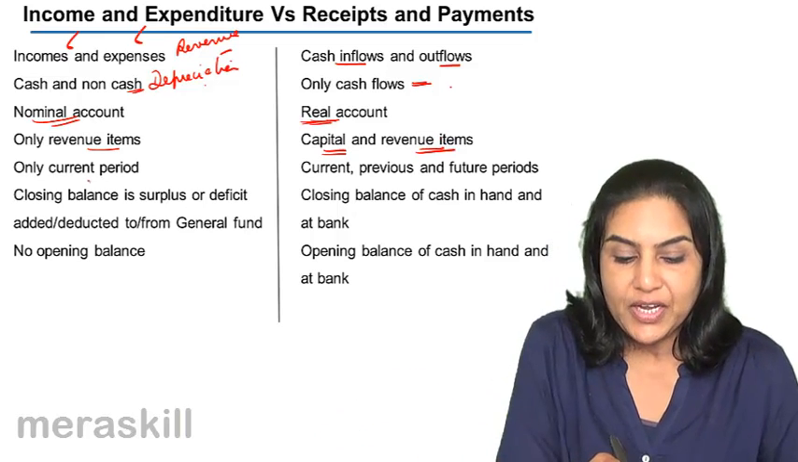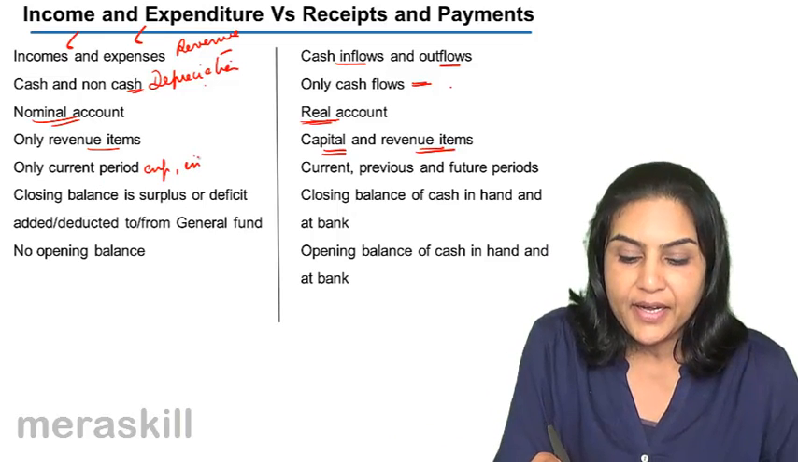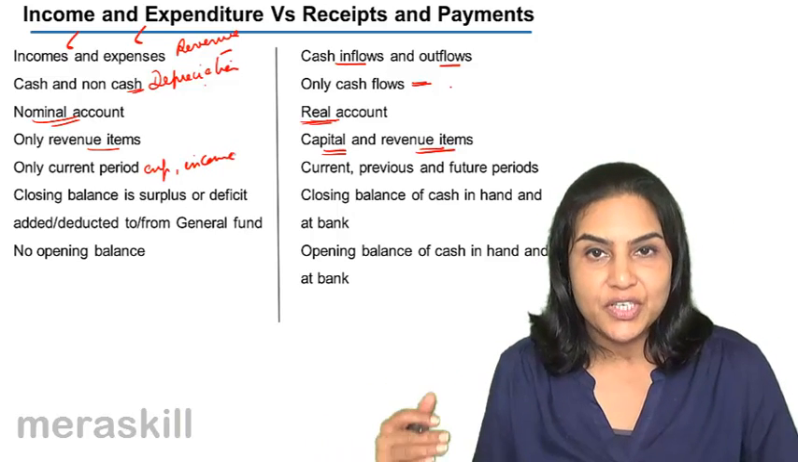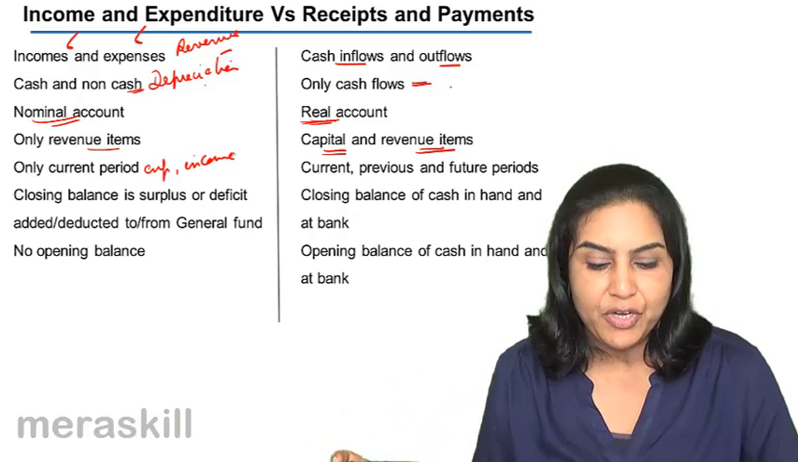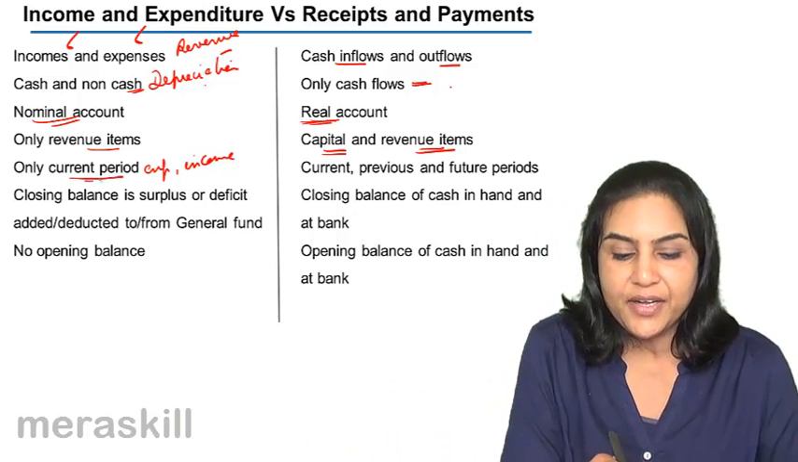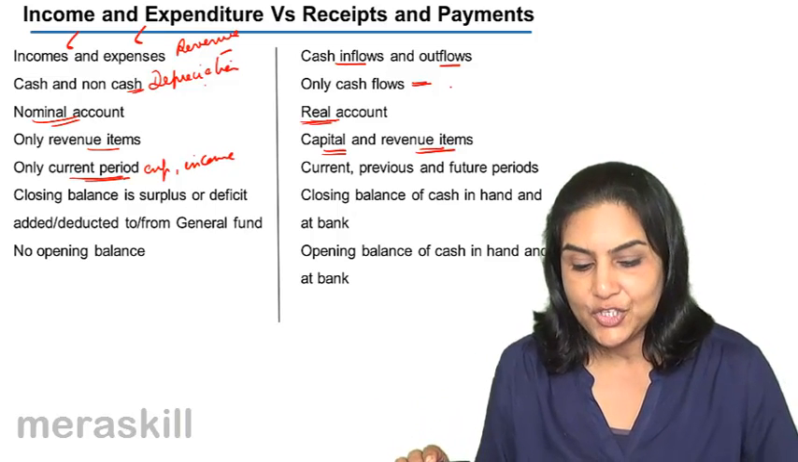In income and expenditure, we consider only current period expense and current period income, irrespective of the cash flow. Whether we receive or don't receive, whether we pay or don't pay, whatever expense or income relates to the current year, current period, will find its place in the income and expenditure account.